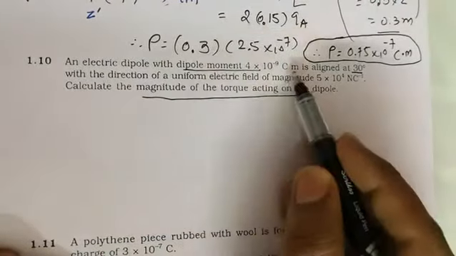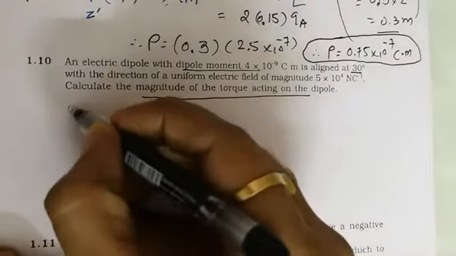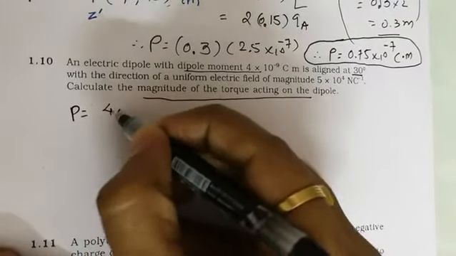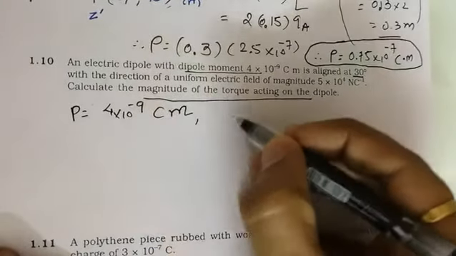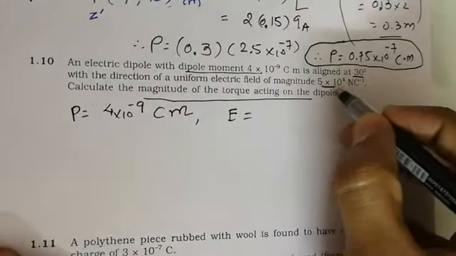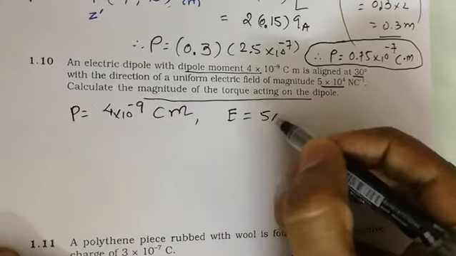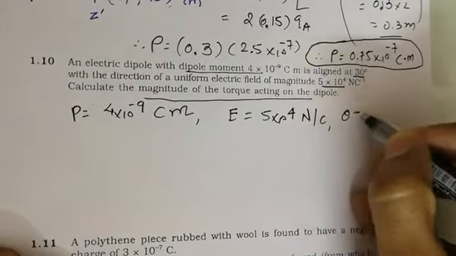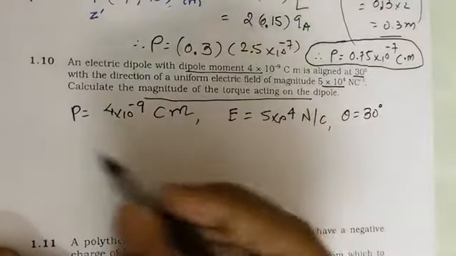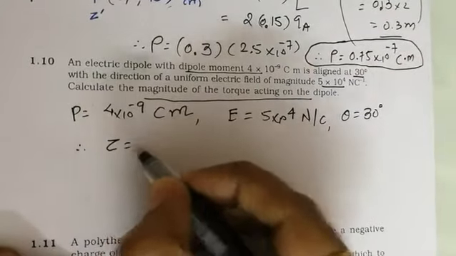The dipole moment has the unit coulomb-meter, so P is equal to 4 × 10^-9 coulomb-meter, and our electric field is 5 × 10^4 Newton per Coulomb. Theta is given, which is 30 degrees. We have to find the torque.